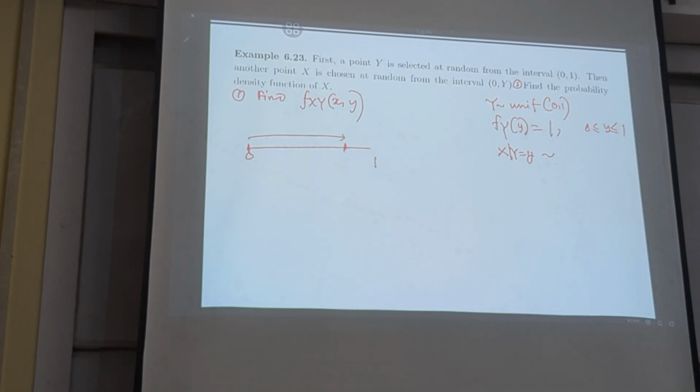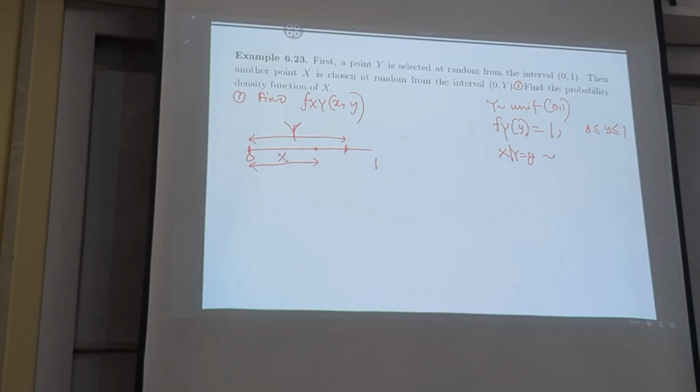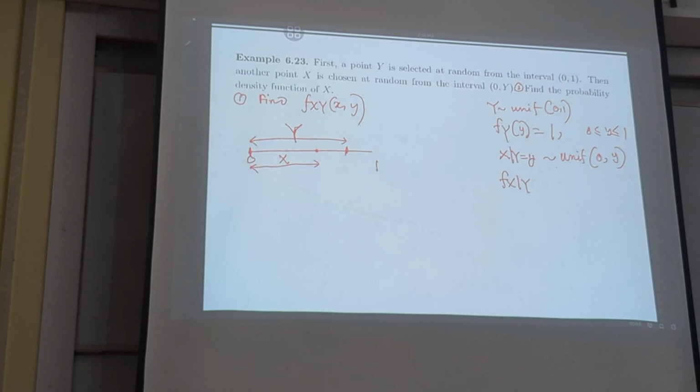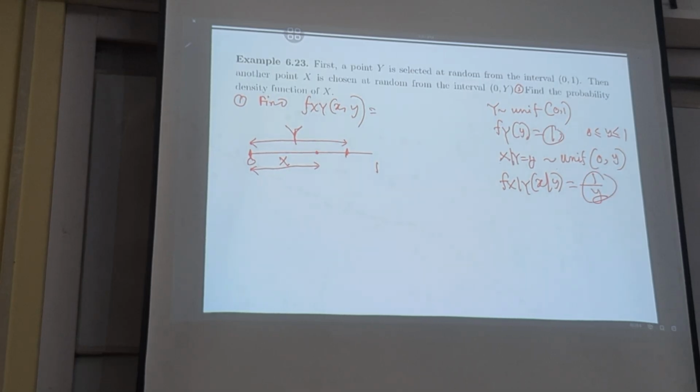This distance is y. Once you choose the point here, then the second point is chosen uniformly in between 0 to y, and the length is x. So the conditional PDF of x given y will be what? And the joint PDF will be the product of this one and this one. This is too good, right?